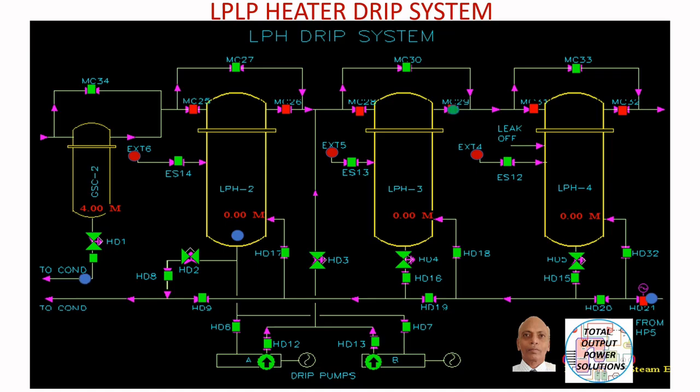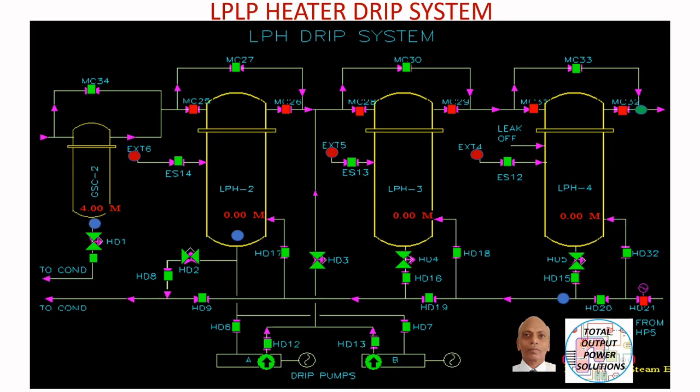The isolating valves will open, and the control valves will maintain the level in the heaters. For each heater, there is a level set point, and that level will be maintained by the control valves. You can see the drip line also. From GC2, the drip goes directly into the condenser through the HD1 control valve and an isolating valve.